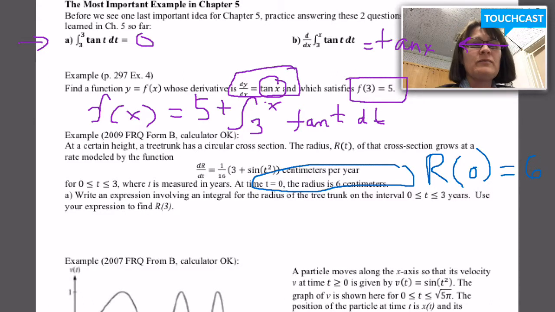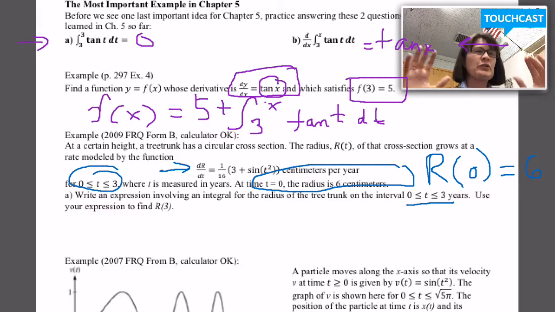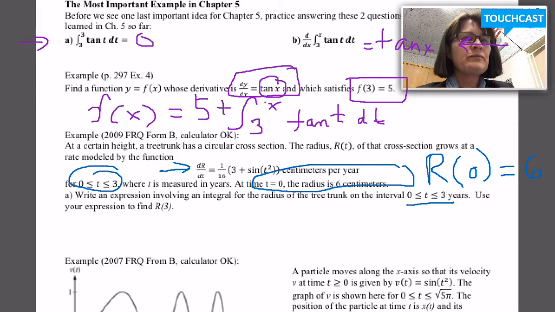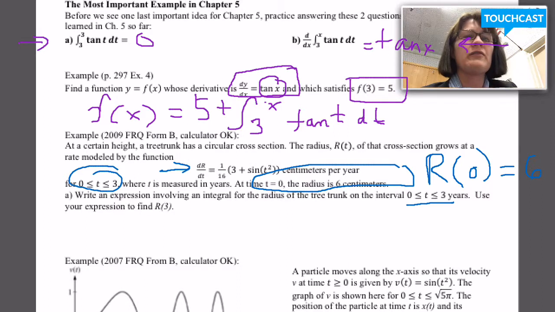I need to write an expression involving an integral for the radius of the tree trunk. Here, when they're saying for 0 to 3 years, that's just saying, because we only know that the derivative function is good for 0 to 3. So they're saying, well, I'm not trying to trick you by going outside that domain. And then in a second, I'm going to use that expression to find R of 3.